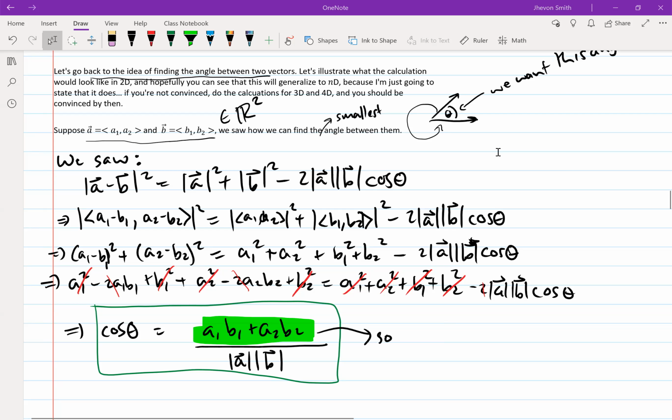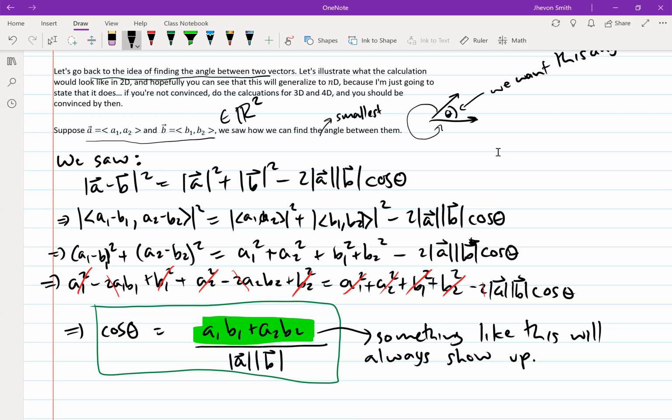Let me move the chat box out of the way here. Something like this will always show up in n dimensions. It would look like a1 b1 plus a2 b2 plus going all the way up to an bn. You'll see that pattern all the time. Once you expand, you apply the law of cosines, you expand, you collect terms, you group everybody, you solve for cosine theta. The numerator is always going to be that expression.